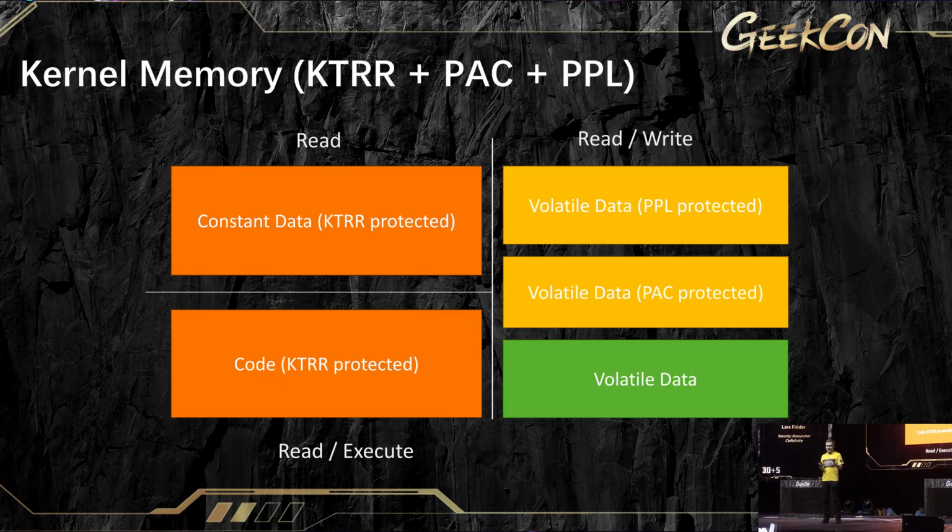Here's a quick overview of the kernel memory. On the one hand, you have data that is only readable or only readable and executable. This is protected by KTRR. Then on the right side, you have volatile data, which is also written to at runtime. There, some of it is completely unprotected, some is protected by kernel PAC, and some is protected by PPL.